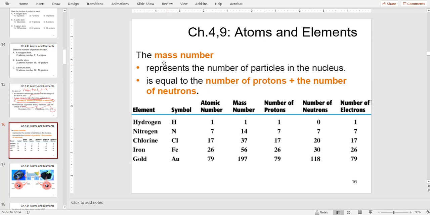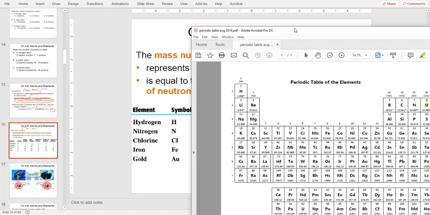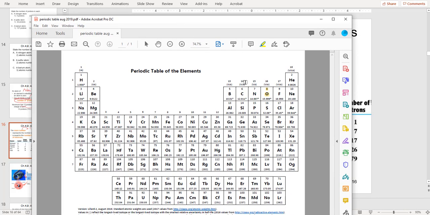Now, we're going to get into something called the mass number, and we're going to get into something called nuclear symbols. So the mass number is made so that it references the number of neutrons. There is no mass number in the periodic table of elements. A lot of people think that the number below the element is the mass number, and it is not. That's something a little bit different. We'll get into that a little bit later.